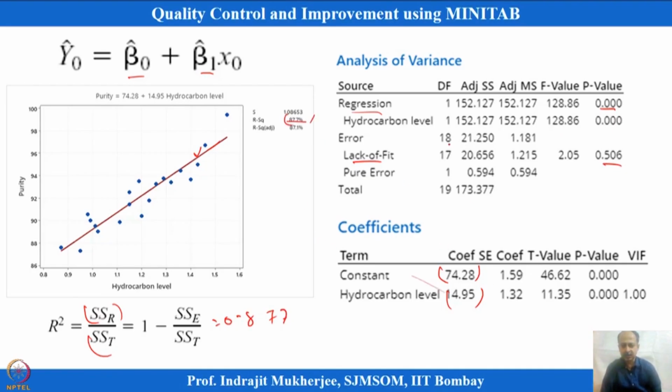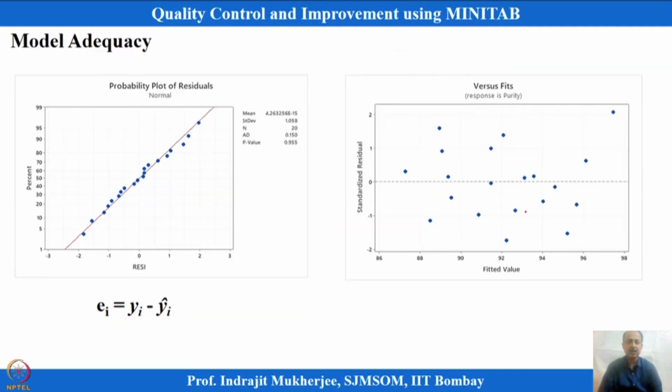Okay. So, this is the ANOVA analysis that you see, analysis of variance, and the regression degree of freedom is 1 because one variable is there. And the error degree of freedom is basically n minus 2. So, 20 observations are there, so 20 minus 2 is 18, and n minus 1 is 19 over here. So, this is the basic interpretation of this.